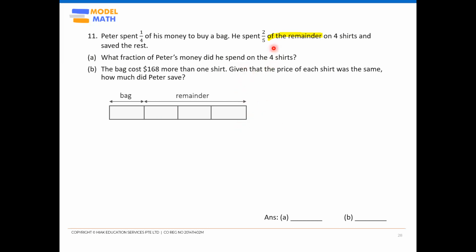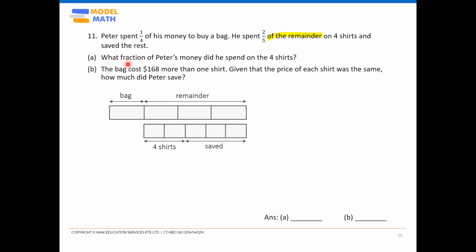Now, but I need my remainder to be 5 units. All right, so I don't see 5 units here. It's okay. Just redraw the remainder in a new layer and cut it into 5 equal parts. Out of 5 parts, you can now label 2 out of 5, which is spent on 4 shirts. And whatever is the rest, the remaining here is what he saved. Okay, so that's all. You record your data already.